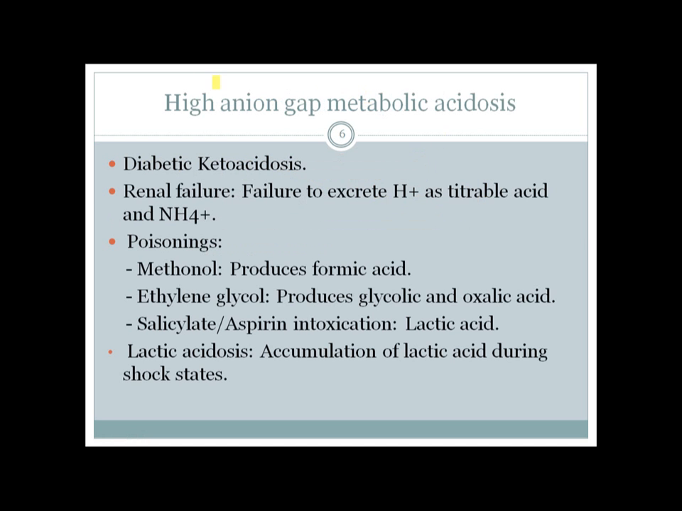Next, we go through some important causes of high anion gap metabolic acidosis. I have already mentioned diabetic ketoacidosis, which is very important, and renal failure. In renal failure, you can't excrete hydrogen as titratable acid such as H2PO4 minus, and you also cannot excrete hydrogen ion as NH4, or ammonium. If you can't excrete hydrogen ion, it will build up in your body and cause an acidosis.